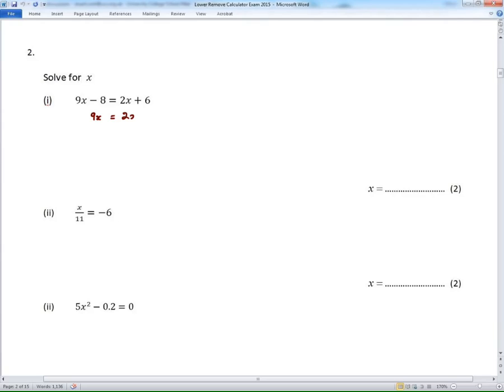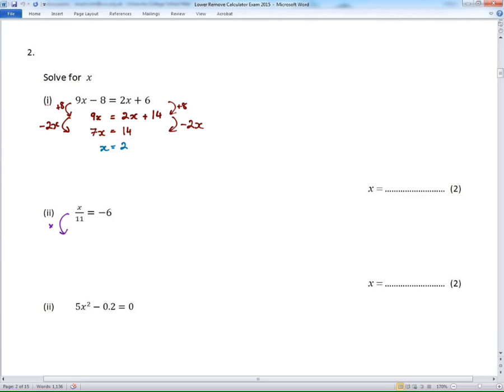Question 2. In this question, we're going to use basic algebraic manipulation to solve a linear equation. The first thing we might do in this question is to add 8 to both sides, leaving you with the equation 9x is equal to 2x plus 14. Next, subtract 2x from both sides, leaving you with this equation, and finally divide both sides by 7.